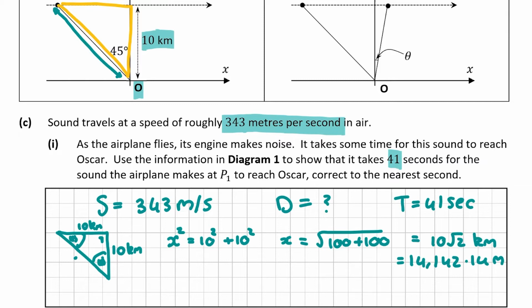So now let's prove that it takes 41 seconds for the sound the airplane makes at P1 to reach Oscar. So I'm going to use my distance, speed, and time triangle. So we have distance, speed, and time. So we're looking for time.